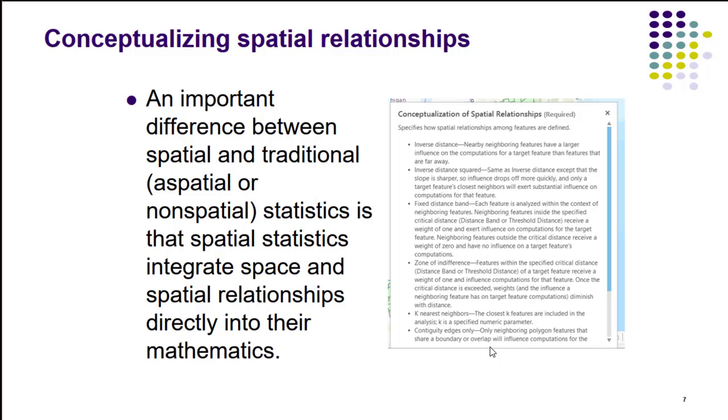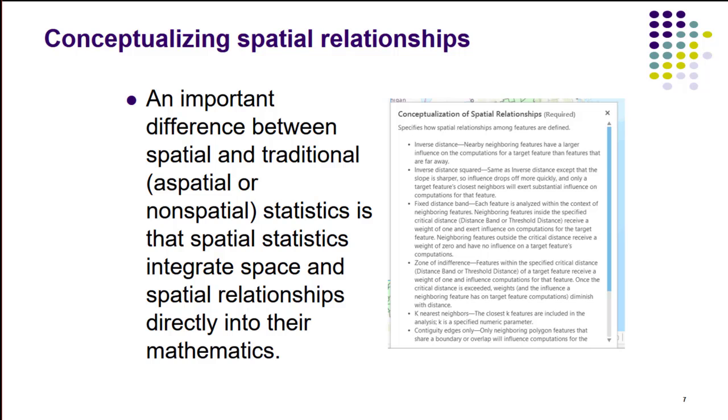So the inverse distance looks at those neighboring features, and they have a very large influence on the computations. So something like an invasive species spread, that invasive species has to be present for it to spread to other locations. There's a direct linkage between the location and the degree of spread. So that would be a case where we want to use inverse distance. If it was very extreme, we would say inverse distance squared in terms of emphasizing that importance even more.